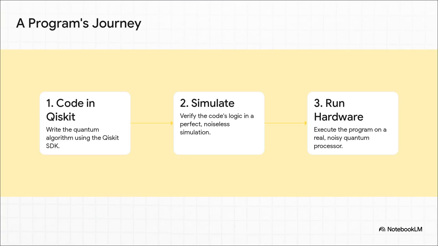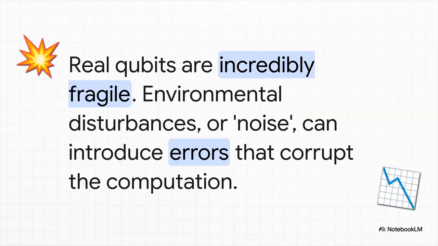So the journey of any quantum program really has 3 steps. First, you write your code in Qiskit. Second, you test its logic in that perfect, noiseless simulator. And then you kind of hold your breath and send it off to run on actual, physical, and very, very noisy quantum hardware. And that's the absolute key difference between the simulation and reality.